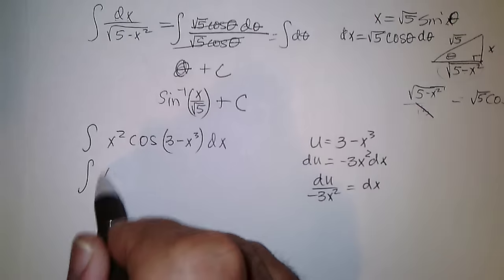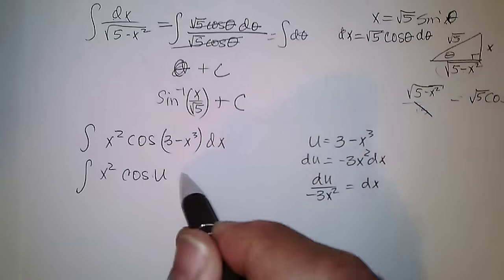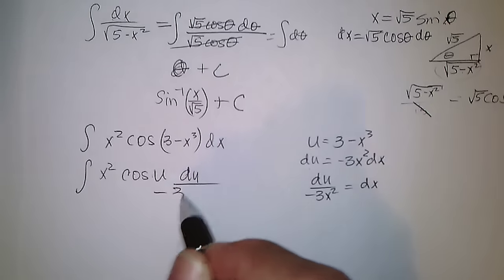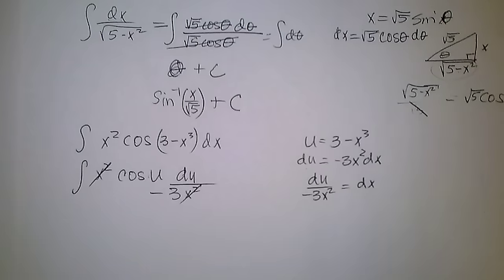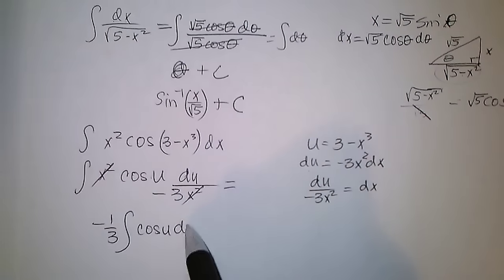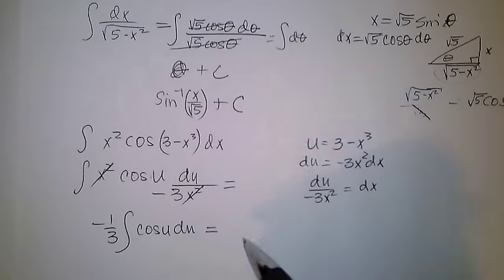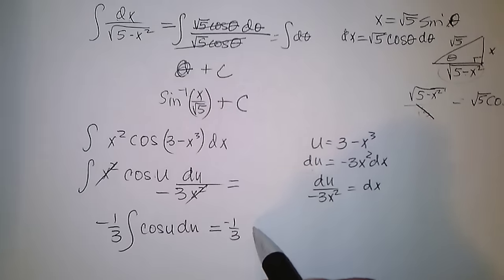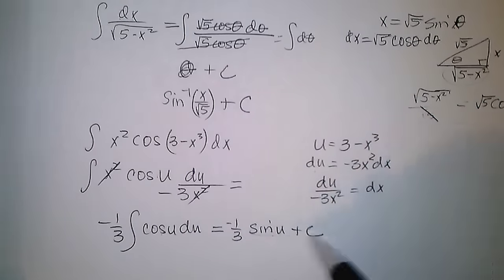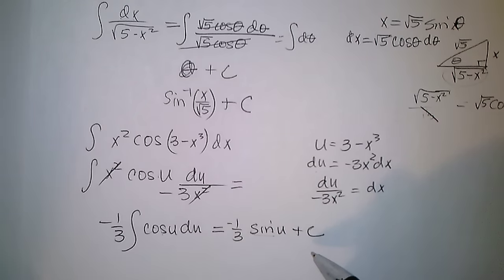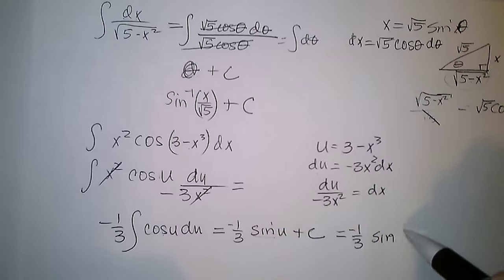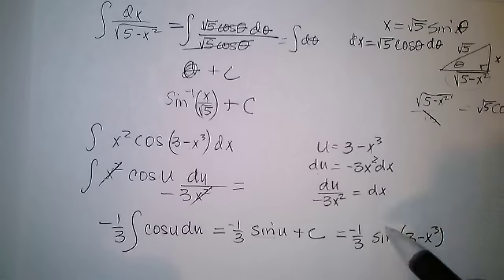So this would become the integral x squared cosine of u, and dx is going to be du over minus 3x squared, and the x squareds are going to cancel. So we're going to get minus 1/3 the integral of cosine u du, and the integral of cosine of u is sine of u. Derivative of sine is cosine. And so then we got to go back to x's. So this would be minus 1/3 sine of the quantity 3 minus x to the third plus c.